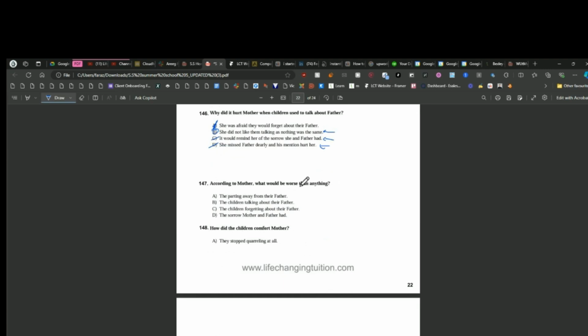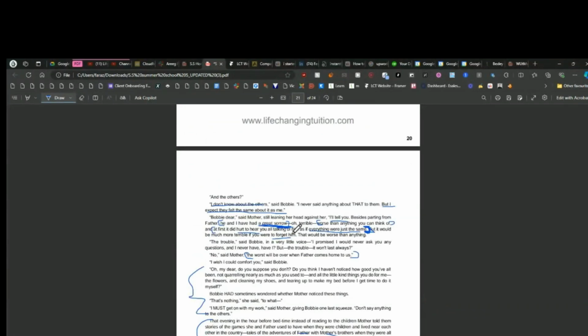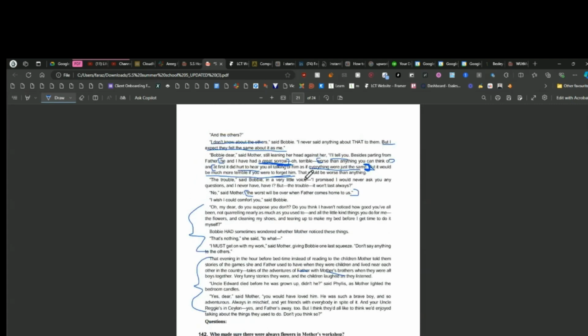According to mother, what would be worse than anything? We went through this already. It was actually forgetting, so the children forgetting their father. So you can see that up here. It would be much more terrible if you were to forget him, right? It would be worse than anything.